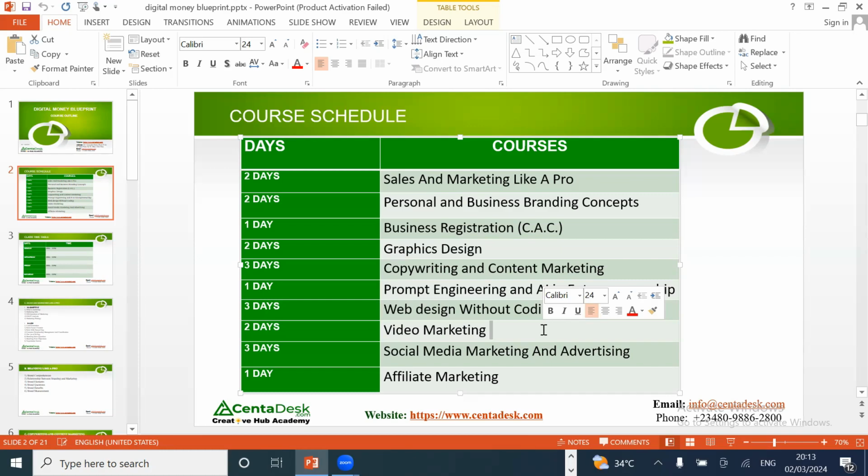Which we all know about, and some of us are already doing that, for those who are engaging in some of these affiliate platforms. So there's not much to affiliate marketing. The only thing is the strategy, how you approach it, and that's what makes you a better affiliate marketer than the other person. But affiliate marketing is just simple stuff.